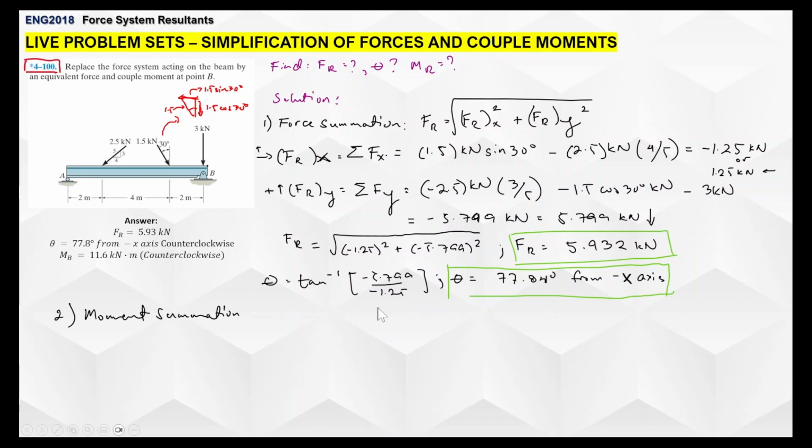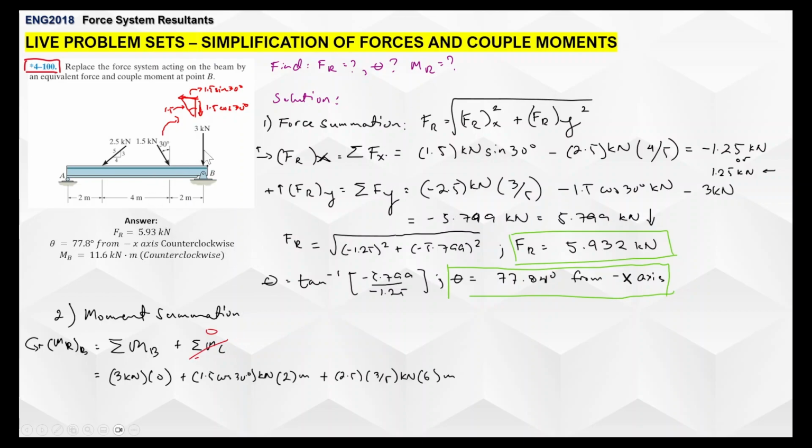Next here is the moment summation. And all you have to do here is just get the moments at point B plus other couple moments that's available. But in this case, there's none, so we cancel that out. So we have the summation of moment at B. And what are those force moments? So that's going to be 3 kilonewtons, so that's going to be canceled out, 0. That's going to be 1.5 cosine 30 degrees counterclockwise here, times 2 meters, and then we get 2.5 times 3 over 5 times the total perpendicular distance of 6 meters. So there we go. That will give you 11.59 or 11.6 kilonewton meter counterclockwise.